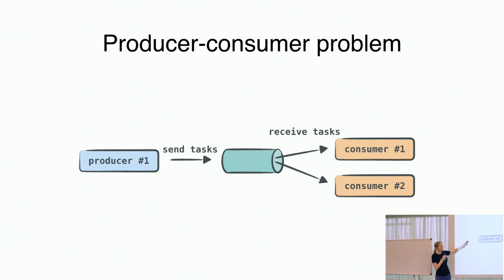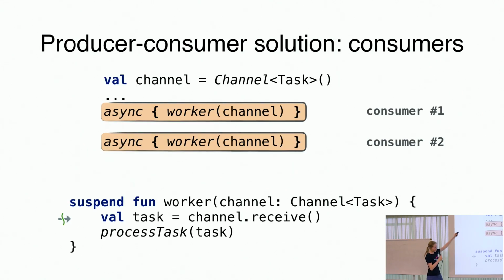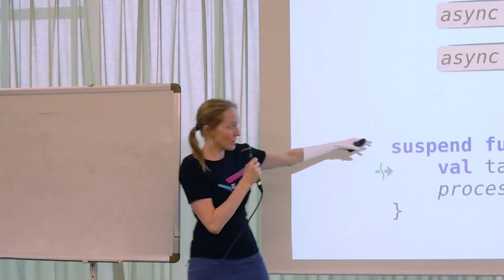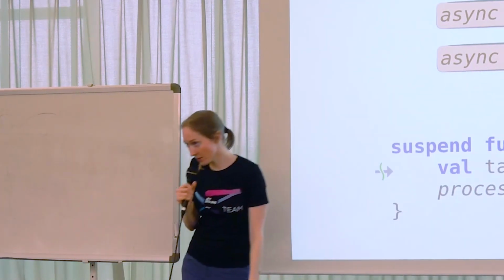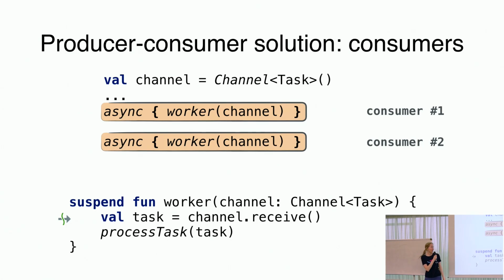Illustration. Here, for simplicity, we'll have one producer and two consumers. Producer will send two tasks to the channel. So we create a channel, and we send a couple of tasks to this channel, and then we close this channel. Just a simple task. We'll have two consumers. Here we start two asynchronous computations, if you have several threads, in parallel. And each consumer receives one element, receives its task, and starts to process this task. Very simple. How does it work?